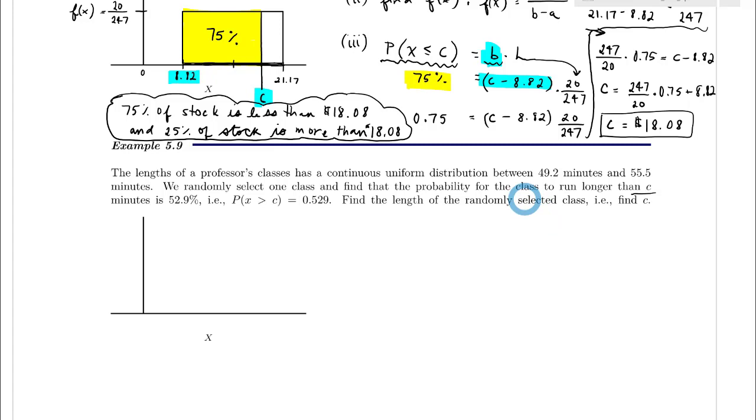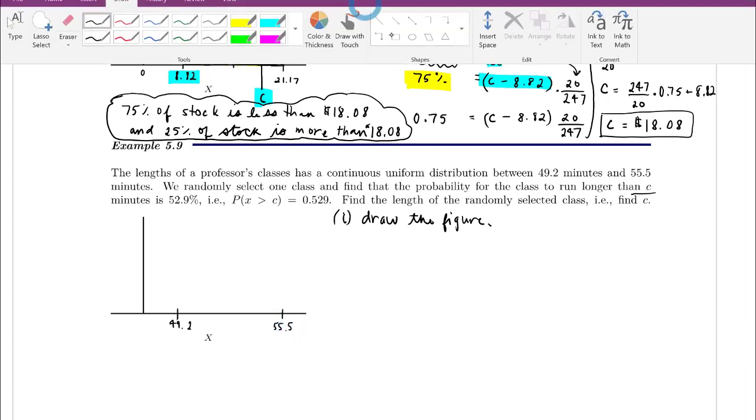So this one is actually giving us something that is similar to the previous example, but a little different. So the first thing I want to do is, of course, draw the figure. And so the figure, the endpoints would be here. I would do 49.2 and then 55.5. And we can go ahead and draw the rectangle.